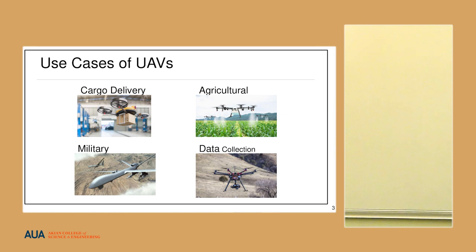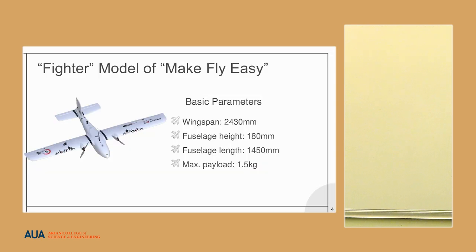In recent years, UAVs have become an integrated part in many spheres of life, but mainly cargo delivery purposes. They are used in agricultural and military purposes, of course, data collection, as well as educational purposes, and so on and so forth. For this project, we will discuss the Fighter model of the Make Fly Easy company, which is a fixed wing model used for delivery. It has a wingspan of 2 meters 43 centimeters with maximum payload capacity of 1.5 kilograms.